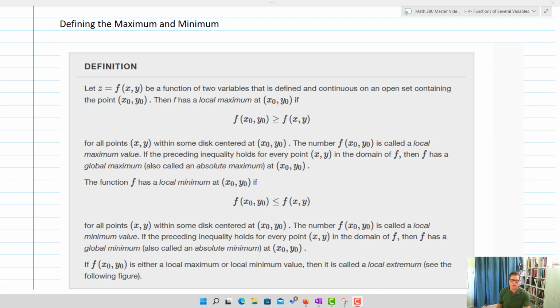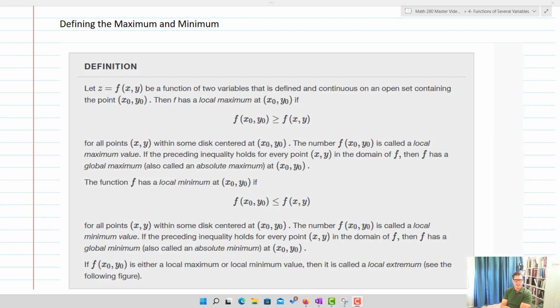Now that we've defined a critical point, we need to define the maximum and minimum. Here's our actual definition. We're going to let z equal f of x, y be a function of two variables that's defined and continuous on an open set containing the point x naught, y naught. Then f has a local maximum at x naught, y naught if f of x naught, y naught is greater than or equal to f of x, y for all points x, y within some disk centered at x naught, y naught. So basically, if we have some region around our point x naught, y naught, and in that region x naught, y naught is the top point, like it's the crest of the hill, then we have a local maximum.